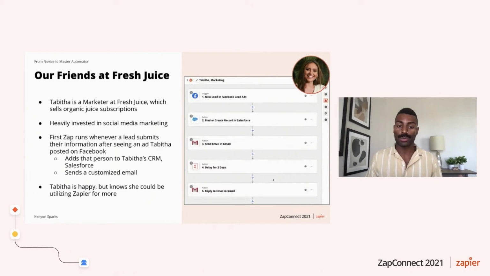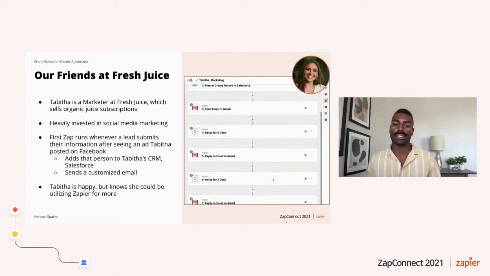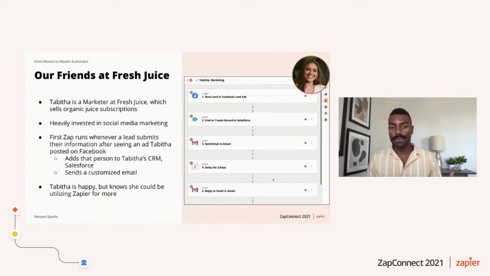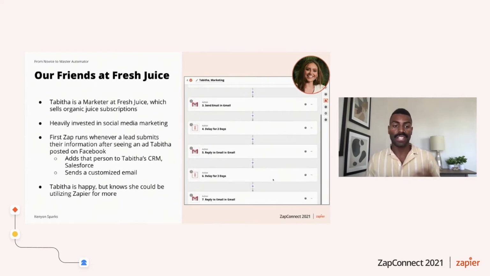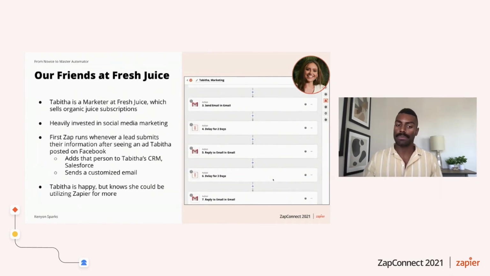It triggers when a new lead is received in Facebook lead ads. It then searches for an existing lead in Salesforce and creates a new one if needed. Then she sends an email introducing their juice service. After 2 days, the Zap sends another email. And then 3 days from that point, the Zap sends one final email.